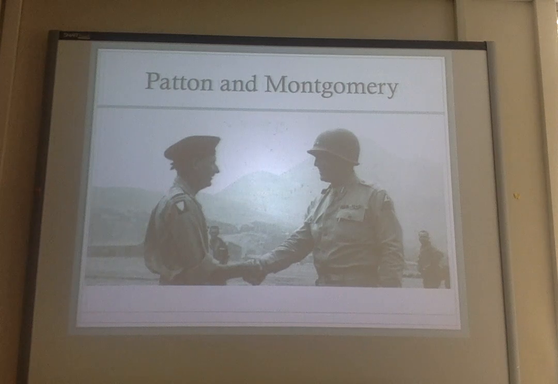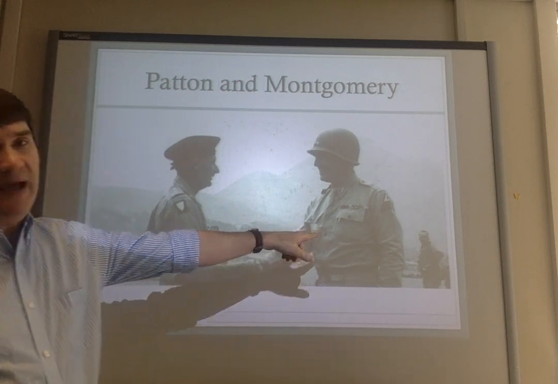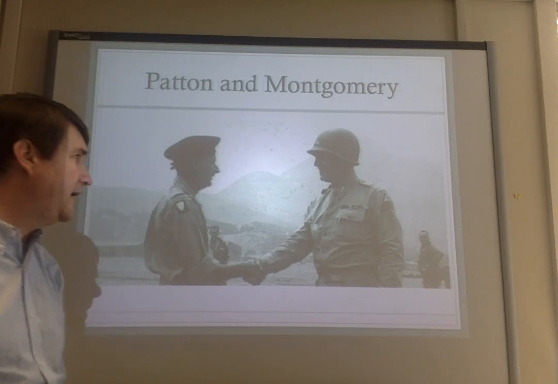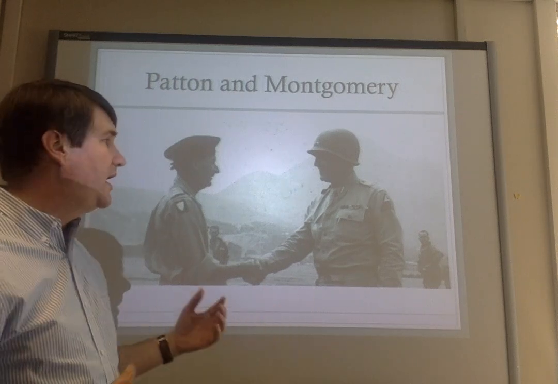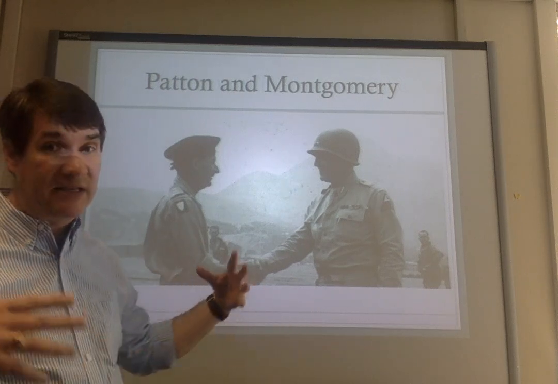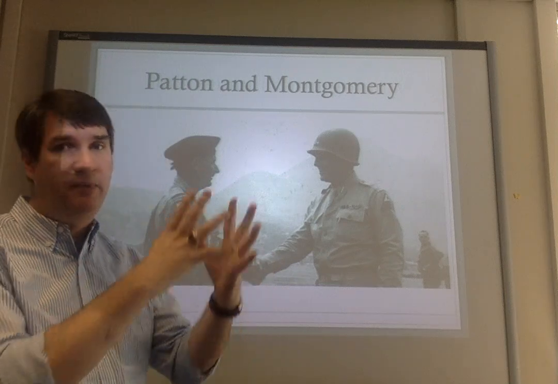We have 2 commanders here that are going to be in charge of Torch. On the British side, you have Montgomery, and he will attack from Egypt. On the American side, you have George S. Patton, one of the most flamboyant of the American commanders in American history. And he's going to attack from the west, and they're going to squeeze the Germans up and into Italy.